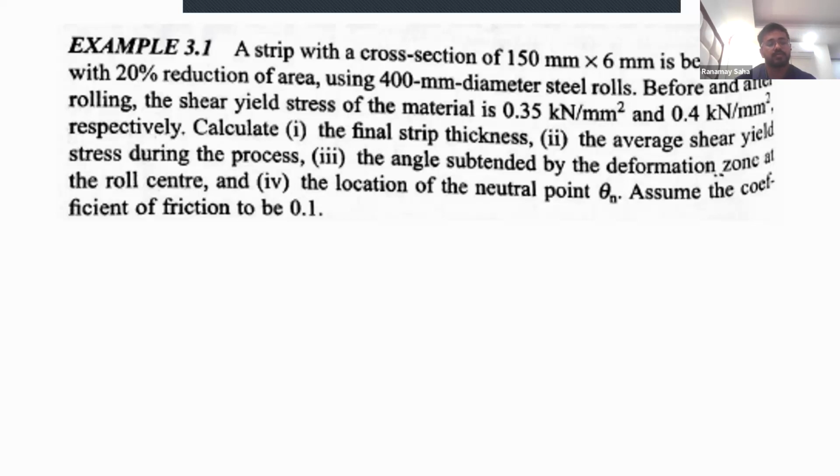You can consider this a two-high roll mill, and the shear yield stress of the material is 0.35 and 0.4 kilonewton per mm square before and after the rolling process. Now you have to calculate your final strip thickness, your average shear yield stress during the process, the angle subtended by the deformation zone at the roll center, and the location of the neutral point theta n. You can assume the friction coefficient to be 0.1. So please proceed.